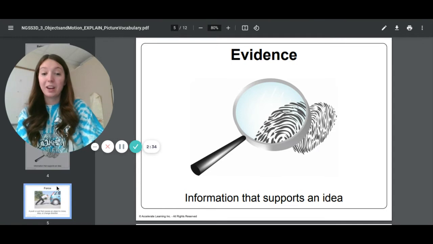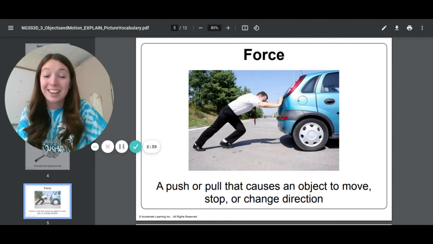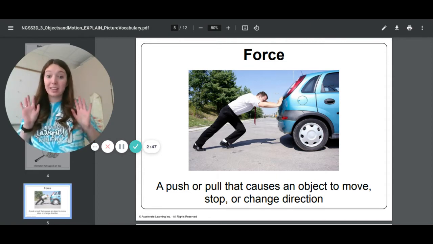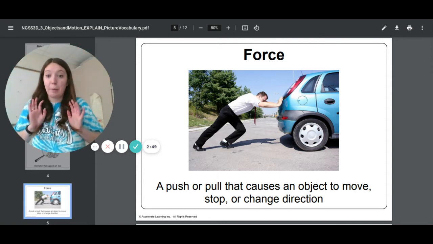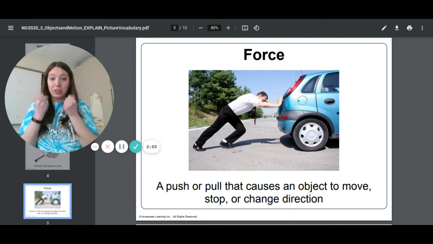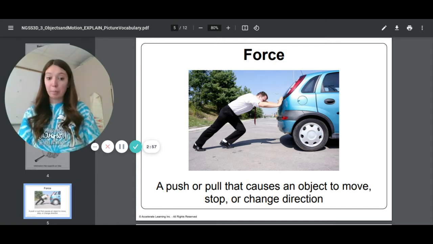Our next word is probably the most important word this unit, and it is force. Say force. Good. Let's spell it. F-O-R-C-E. A force is a push. Do this. A push or a pull. Now do a pull. And that push or that pull will do a couple different things.